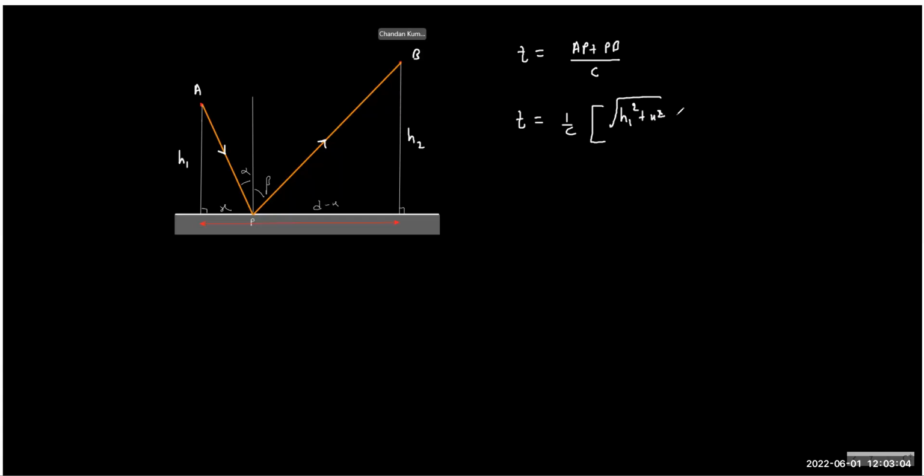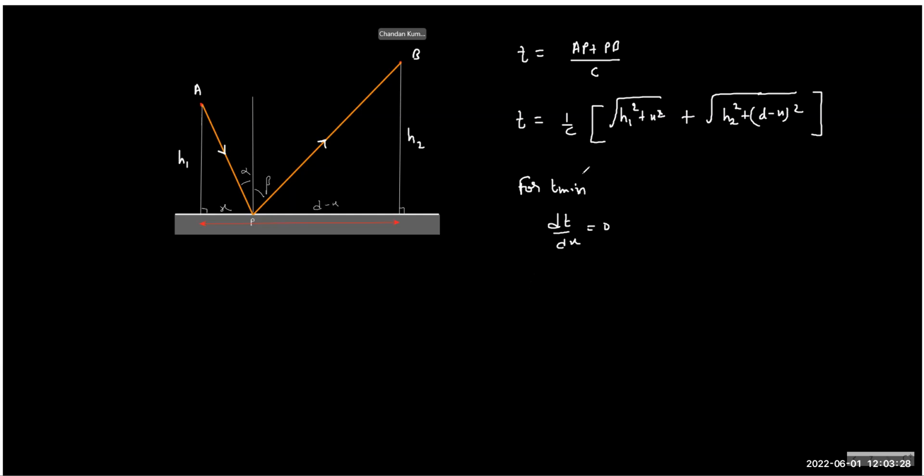1 by c into AP, which is the square root of h1 squared plus x squared, and PB, which is the square root of (d minus x) squared plus h2 squared. So you can clearly see that t is a function of x. So for t minimum, the first derivative must be 0 first of all.